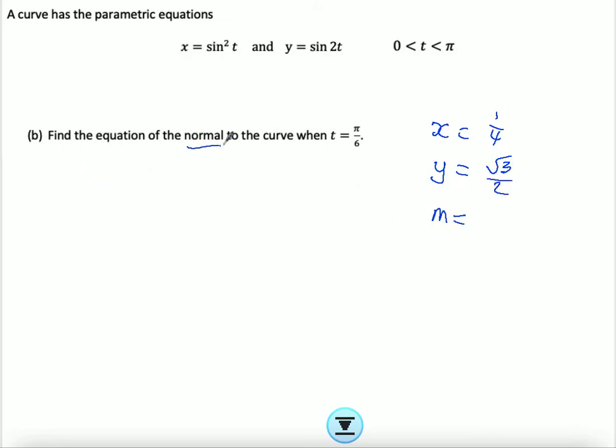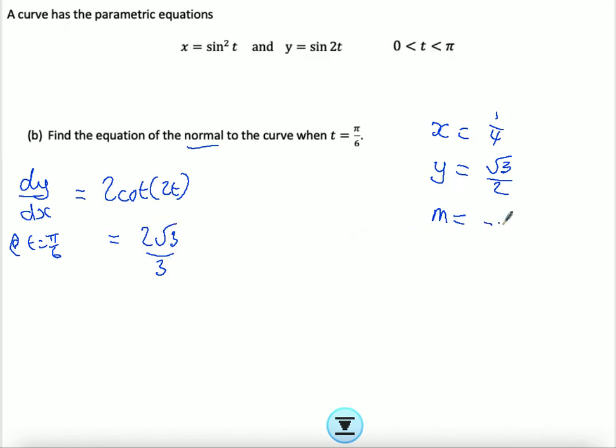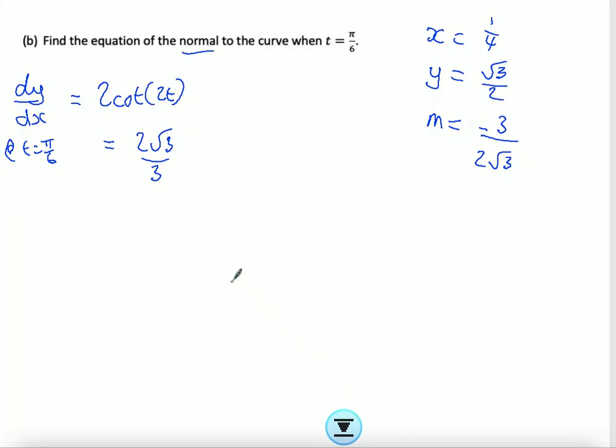And then the gradient of the normal. So dy by dx we had as 2 cot 2t, or the other expression that we left it in, and we're going to substitute in t as pi over 6. And that will give us, if I type it into my calculator, 2 root 3 over 3. Now remember, that is the gradient of the tangent. So of the normal, it's going to be the negative reciprocal of that. And then we can chuck it into our formula like we have done before.